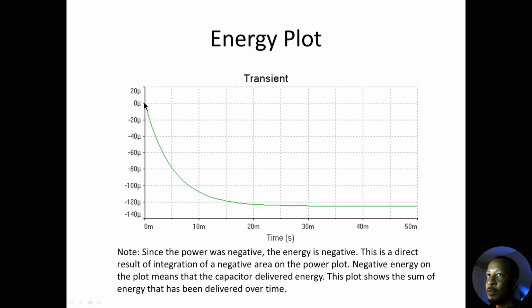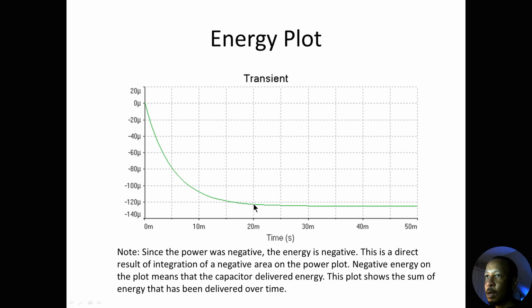And so at 0 seconds here, okay, so this is plotted over time still. That's my 50 milliseconds, my 5 time constants. And so at 0, how many joules of energy has it delivered? Well, 0. By the time I get to about 10 milliseconds, how many joules of energy has it delivered? When I say it, I'm talking about the capacitor. So how many joules of energy did the capacitor deliver? Well, it gave over 100 microjoules of energy.